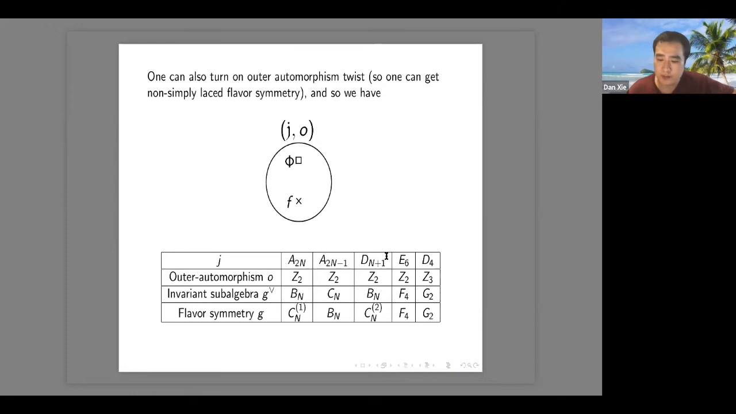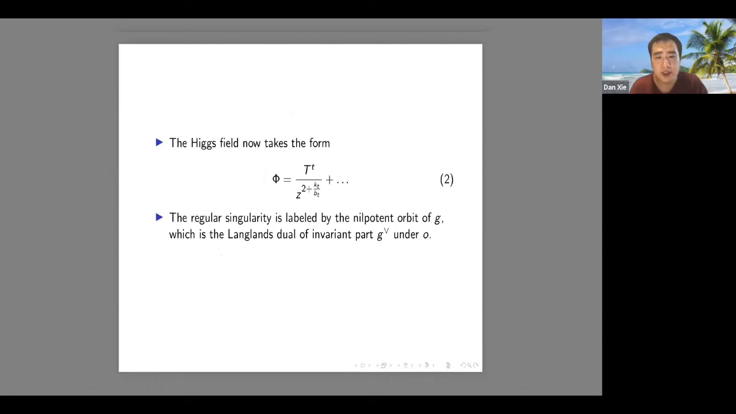Now the Higgs field takes the following form, and phi still takes a similar form with the so-called untraced class, and the regular singularity is now labeled by the nilpotent orbit of G, which is the Langlands dual of the invariant part of J under O. So this is one more generalization, so we can get the non-simply-laced group.